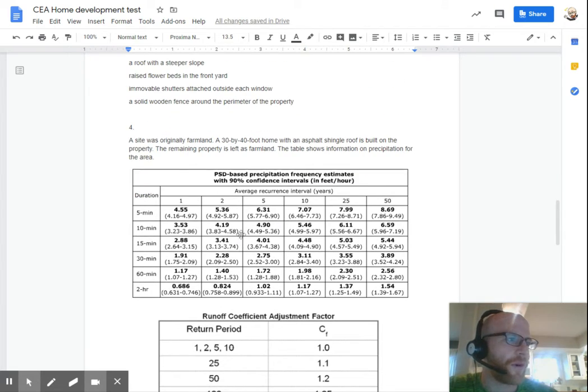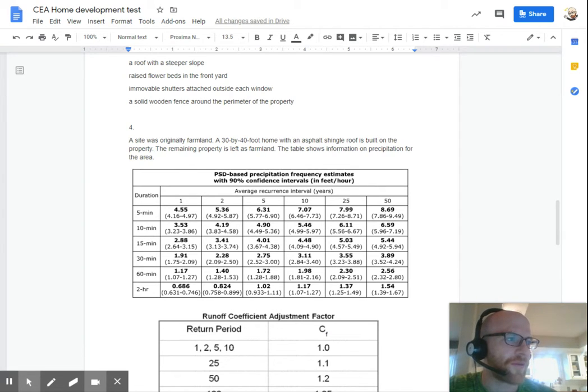Okay, so number 4, it's kind of a lot, and I think that they kind of messed up on this question because they don't give 100% of the information needed to get exactly what they got. So I'll show you what I'm talking about.